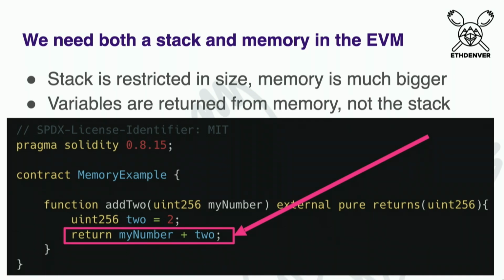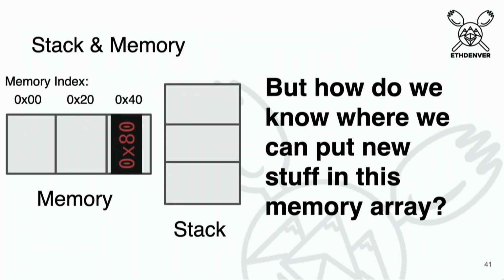And we need both a stack and a memory in the EVM, right? Stack is restricted in size. Memory is much bigger. There's a lot more memory. We don't have unlimited stack. Memory can sometimes be easier to deal with. And variables, and this is really important, variables are returned in memory, not from the stack. So anytime you return any variable in Solidity or Vyper, you need to return it in memory.